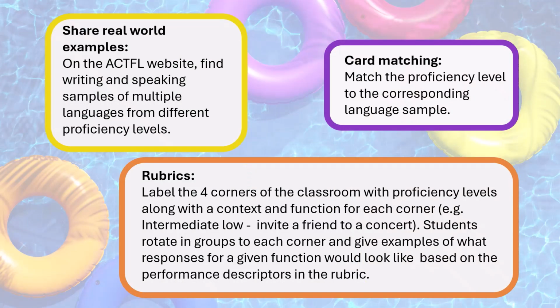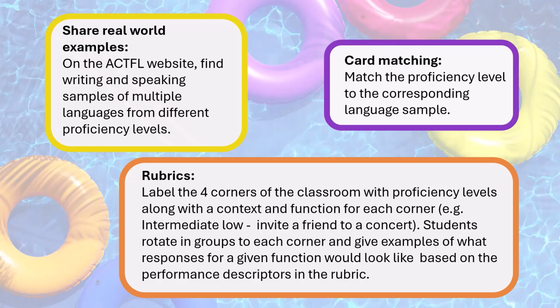Here are a few more activities you could do with students to help build their understanding of proficiency levels and language output. One I especially like is using rubrics where you would label the four corners of your classroom with a different proficiency level. And also, there you would add in each corner a context and function. So let's say, for example, in one corner, you would label it intermediate low, and the task would be to invite a friend to a concert.